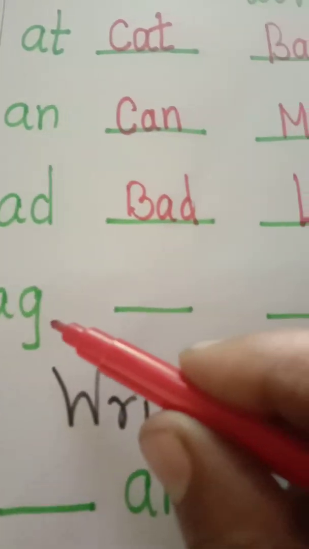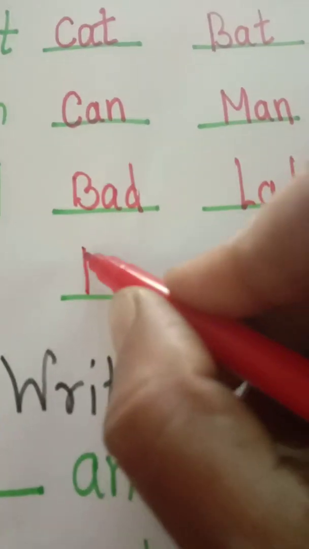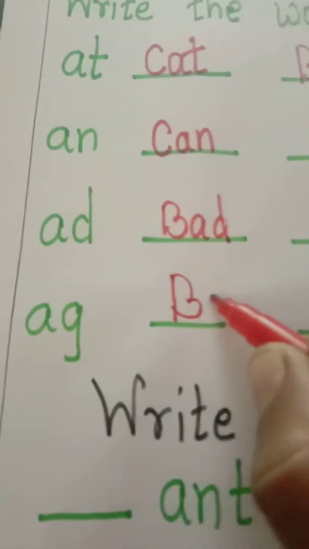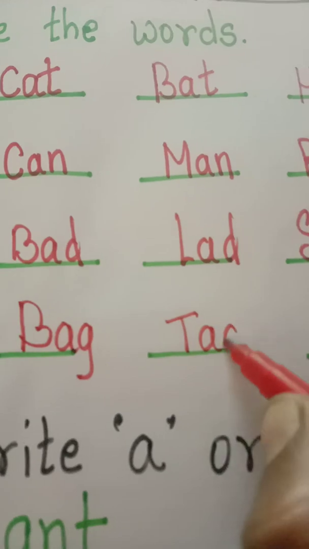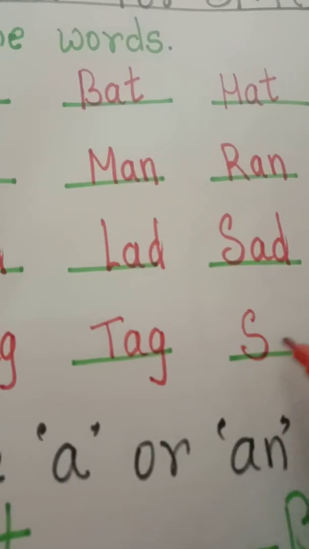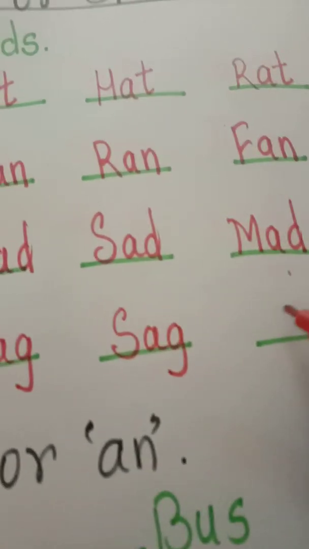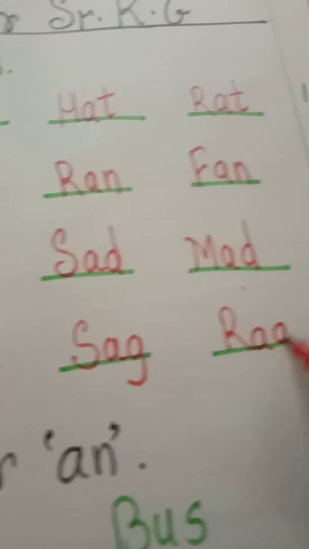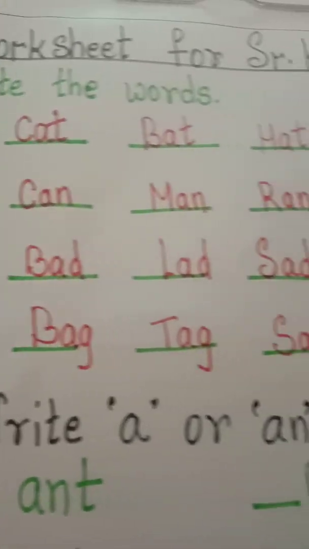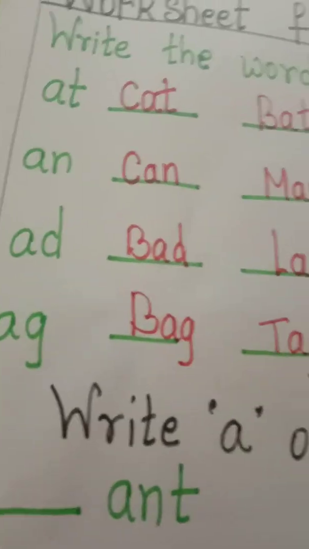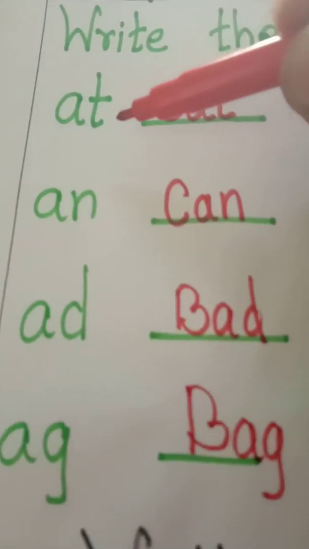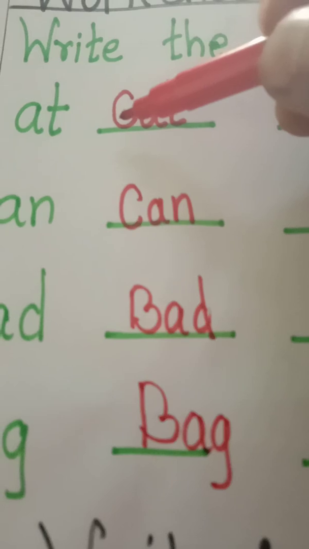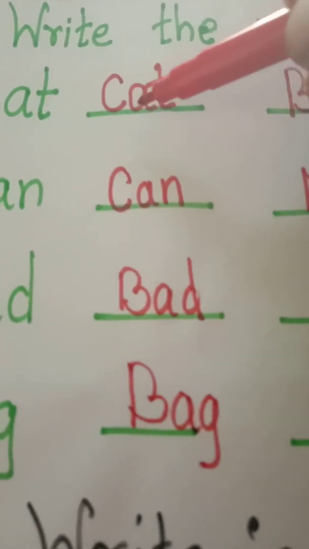Now AG, ag. So you can make a word BAG, bag, TAG, tag, SAG, sag, and RAG, rag. So this way you can make so many words with the help of these 2-letter words. You have to put one letter and make that word meaningful.